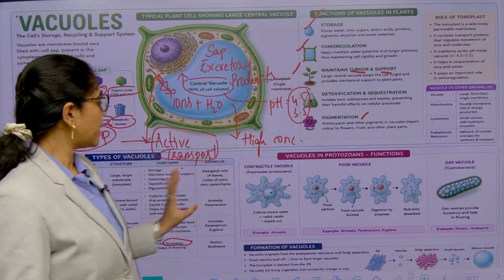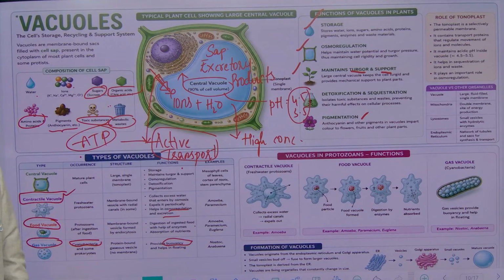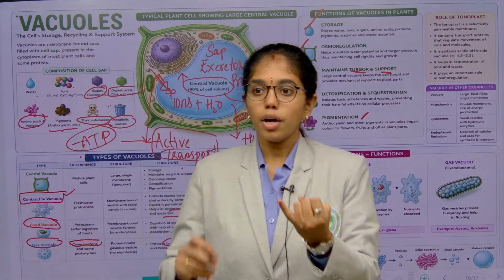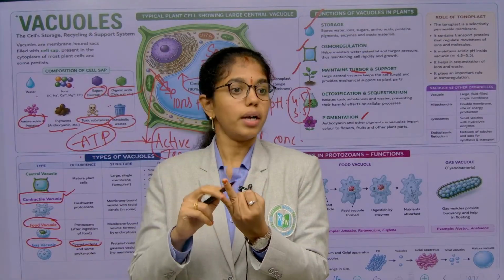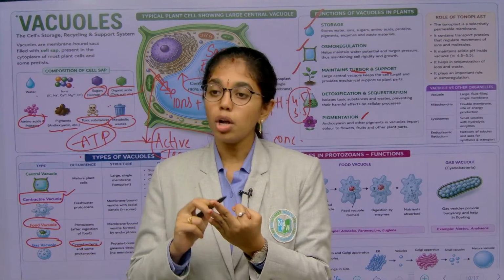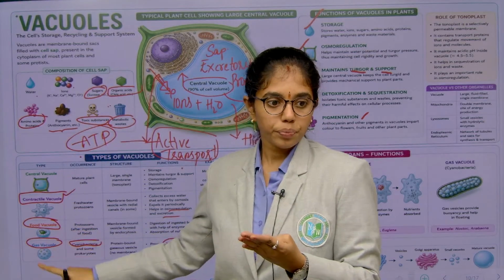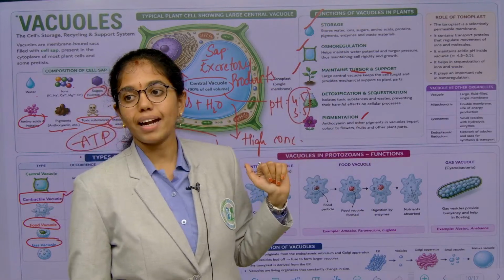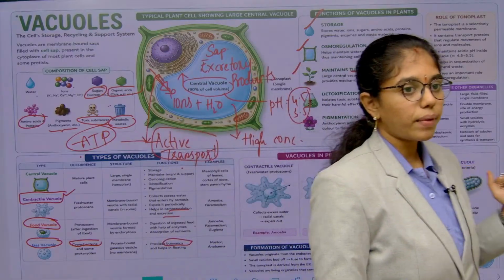Key functions and types are important. And what is the pH of the sap vacuole? And how are the molecules transported? Via active transport. Simple, right? Functions of the sap vacuole you have to remember, how it is transported, what is the pH of the vacuole, what are the different types of vacuoles, and what are the major functions of the plant vacuole. That's all. Clear with vacuole also?